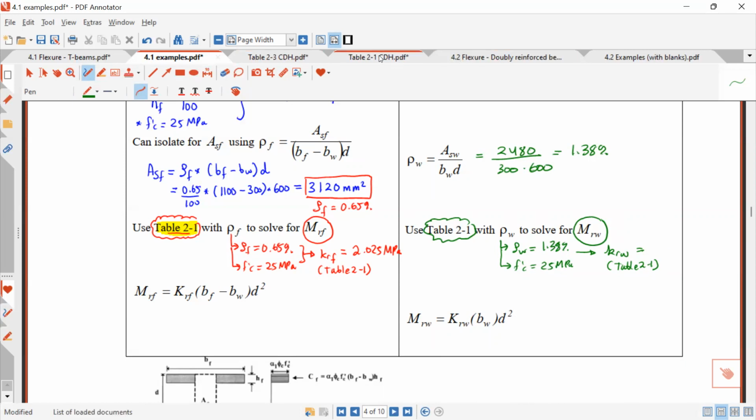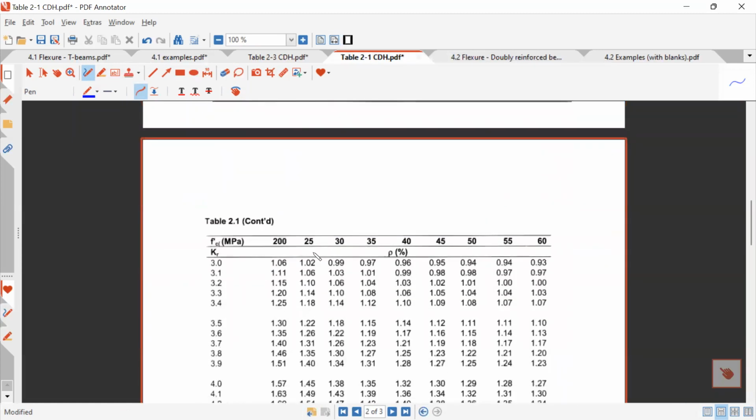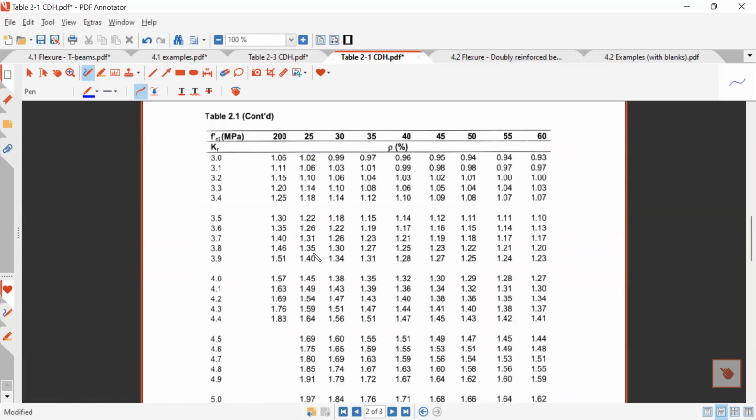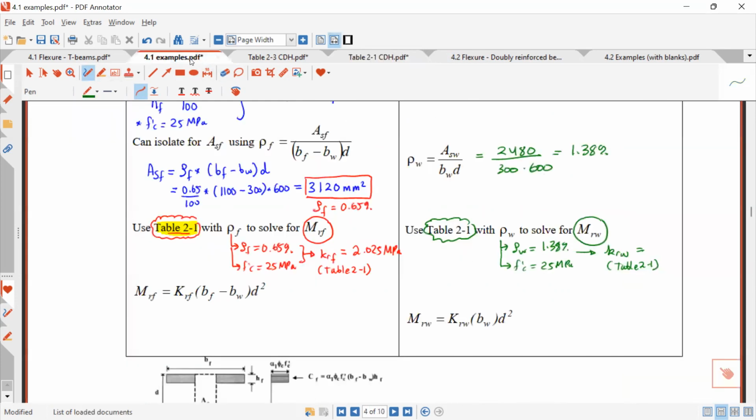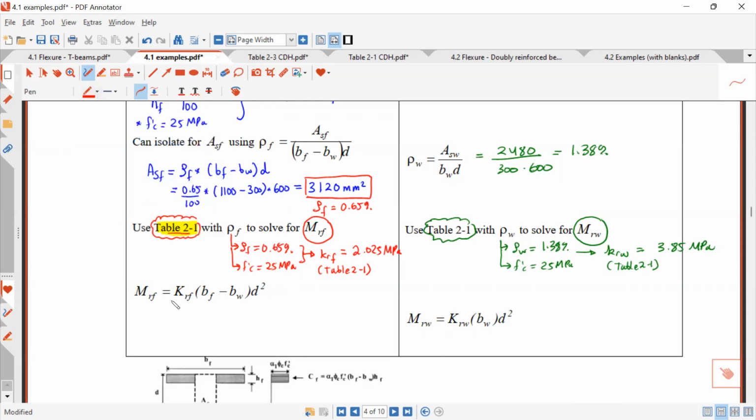So if I look up this 1.38% and 25 MPa, I should find, let's look at that. So now we still have F prime C of 25, but we have rho of 1.38. So we have to keep going until we get to 1.38. So it's in between these two here, right? So KR is going to be in between this. So it's 3.85 if I do interpolation. So here I'll find it's equal to 3.85 MPa. Okay. Once I know this, I can determine each of these KR values, these MR values.